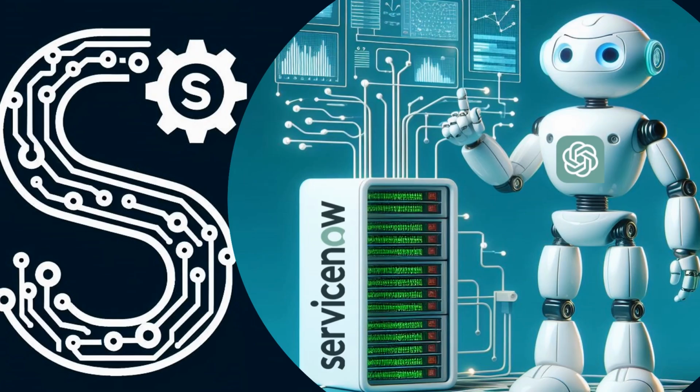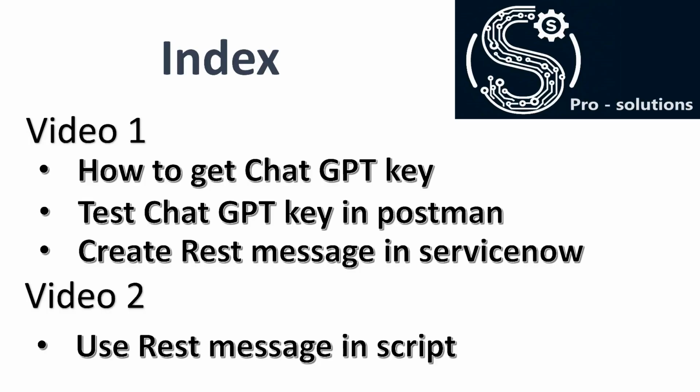Throughout this series of videos we will see different utilities of the API that ChatGPT provides us. For now, in the first two videos we will see how we can integrate our instance through the REST API and how we can use it in the code. So let's start. First we will see how we can obtain the ChatGPT API Key.